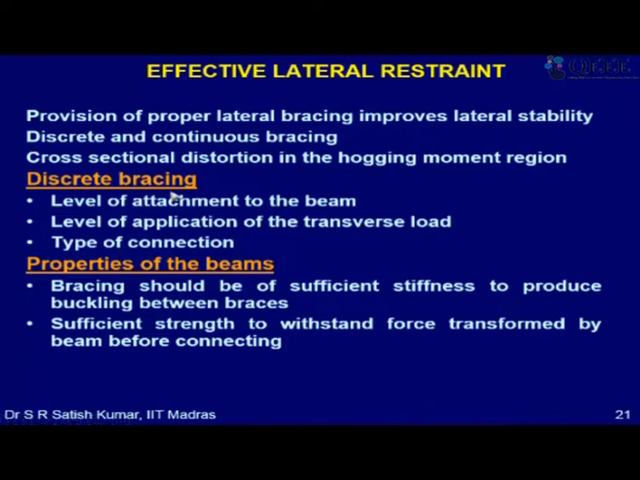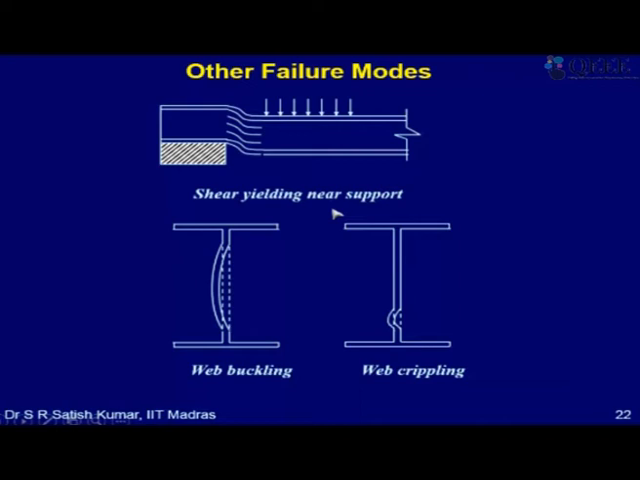Or I can give a continuous support to the top flange in the form of a slab or something, so it doesn't allow this beam to laterally buckle. Okay, so discrete or continuous bracing is possible, and the level of attachment of the bracing should be the level of the compression flange. That is where it will be most effective. If you brace the tension flange, that is not going to help in any way, because it's the compression flange which is going to buckle. It may help a little bit, but it will not be very effective. So those are the points which we should understand to avoid lateral buckling.